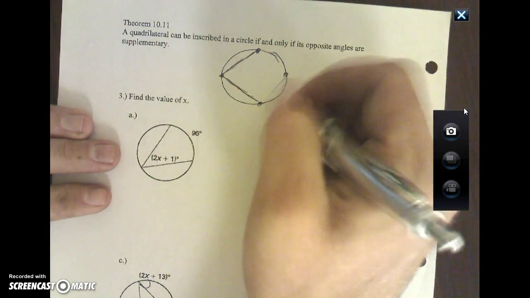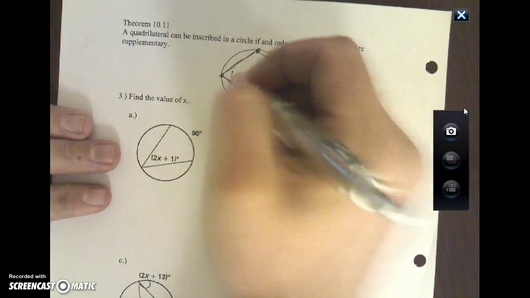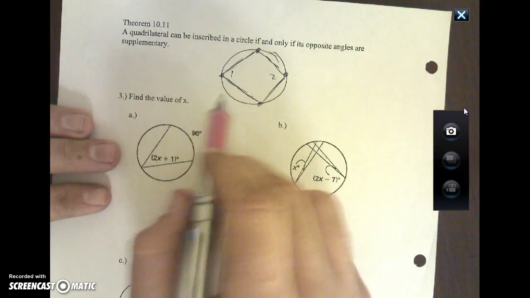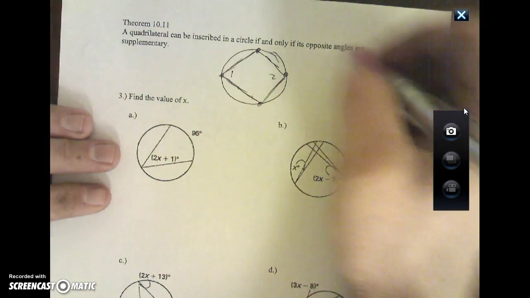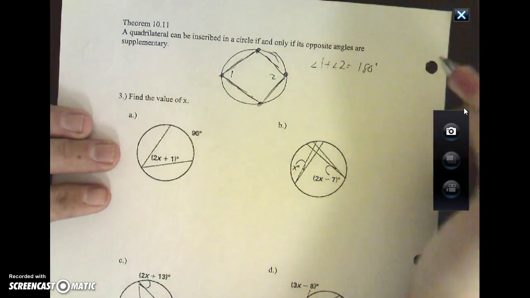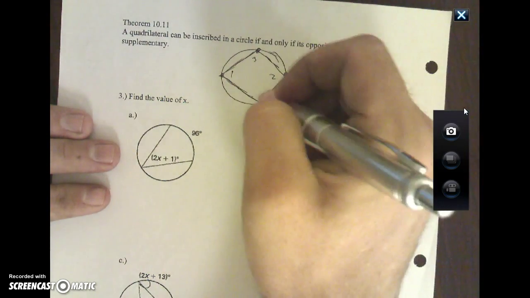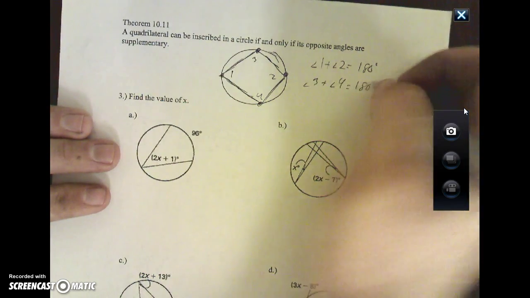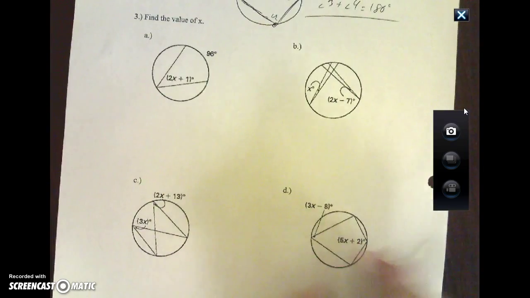What this states, I'm going to call this 1, 2. If I ever have a quadrilateral drawn inside of a circle, angles across from each other are supplementary, which means they add up to 180 degrees. And if this is 3 and 4, I can say angle 3 plus angle 4 adds up to 180 degrees. So we're going to use that again down here.